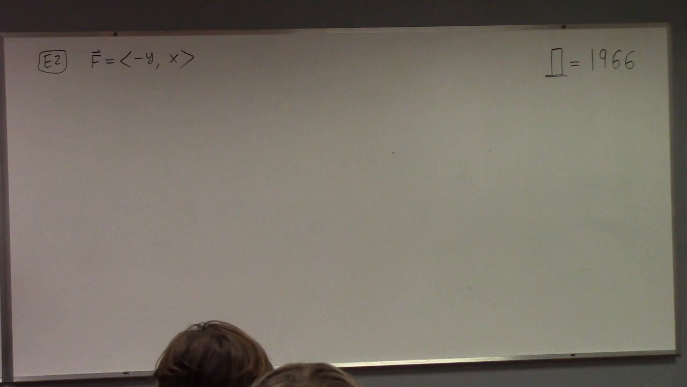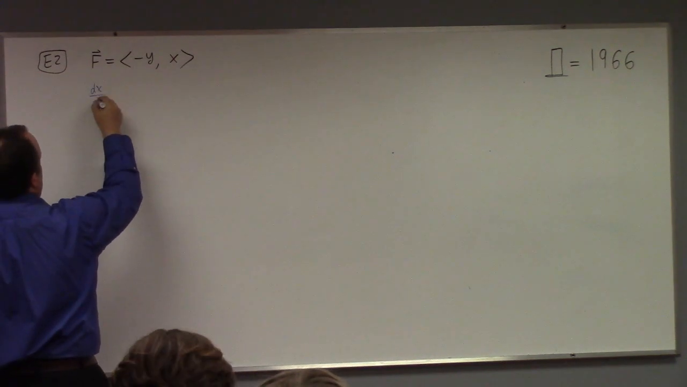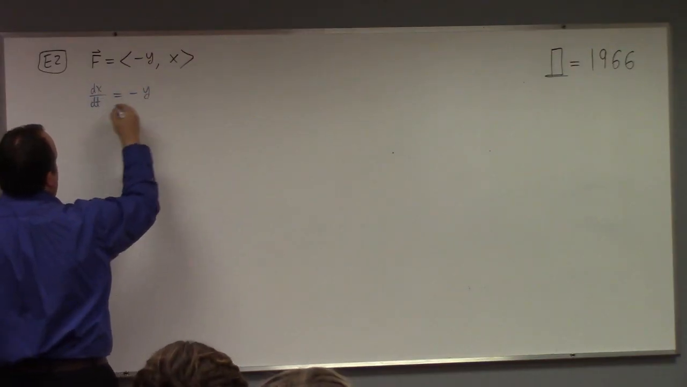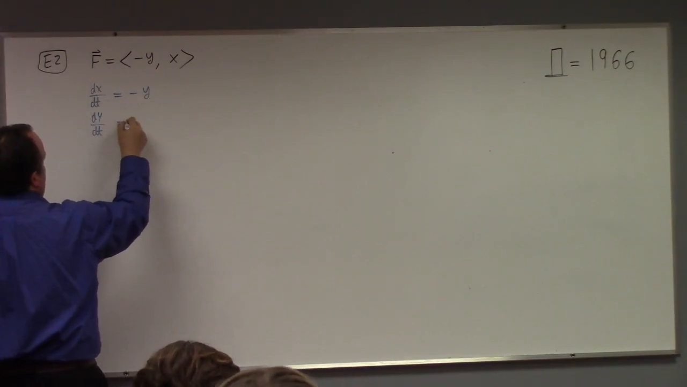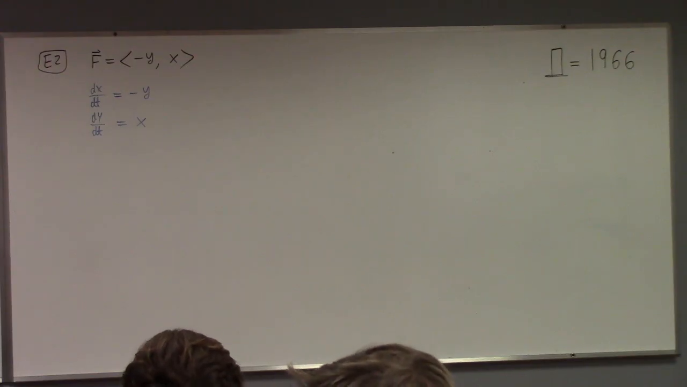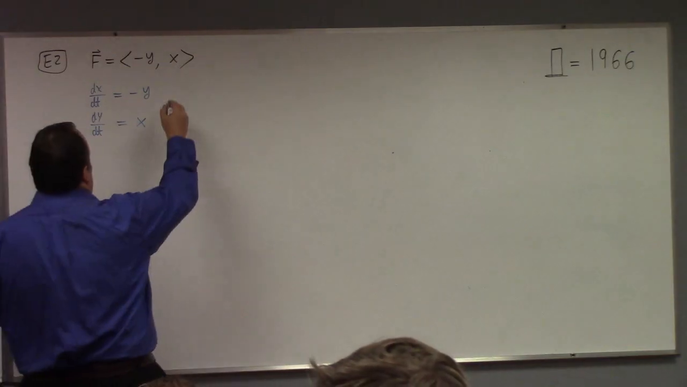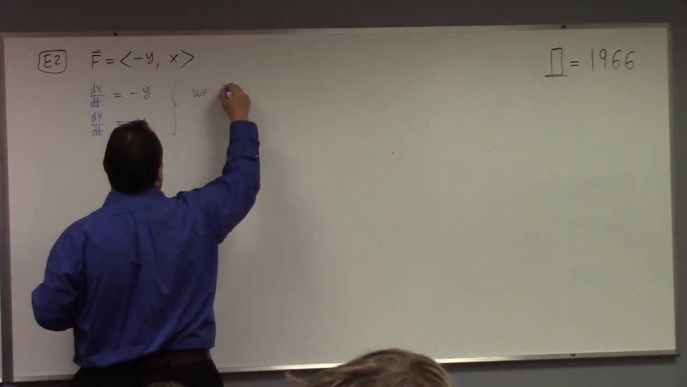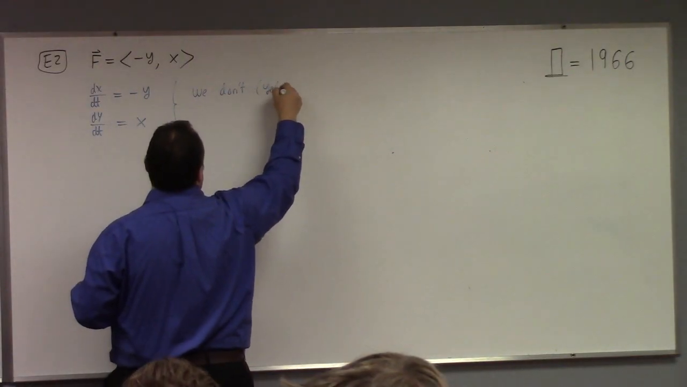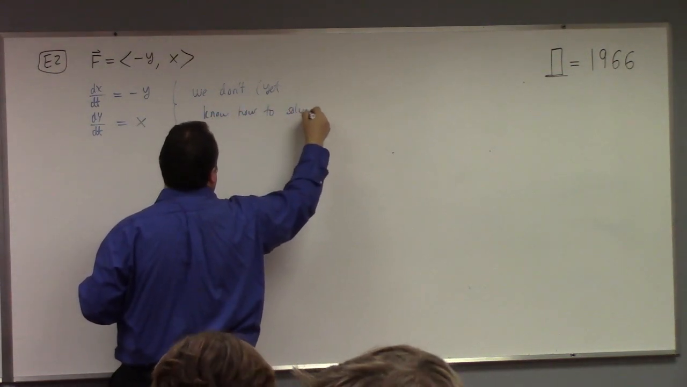So can you find the integral curves to this? Well, we'd have to solve dx/dt equals minus y, and dy/dt equals x, right? Now they're intertwined. They're coupled differential equations. We don't currently have the technology to solve that. We'll learn that in a few weeks. So at the moment, we don't yet know how to solve it, right? So what do we do?